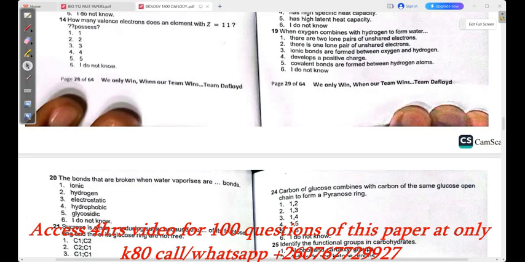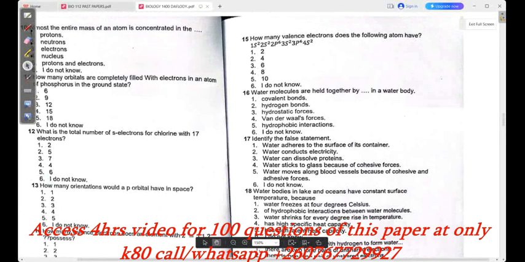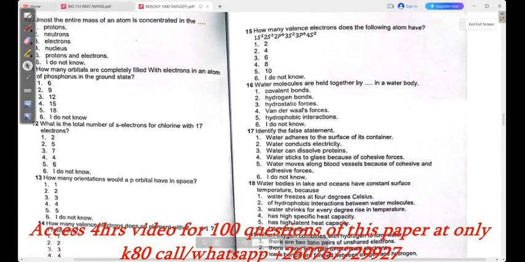If they ask about the valence electron in this case, or the valence number, it was still going to be 1, because 1 is less than 4. So we are not going to subtract, we just take it the way it is.